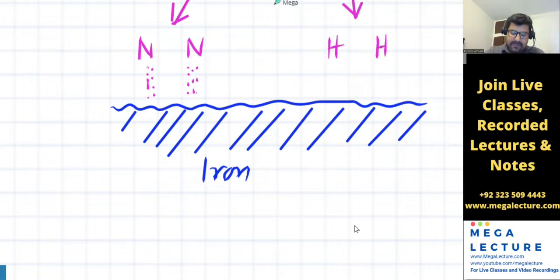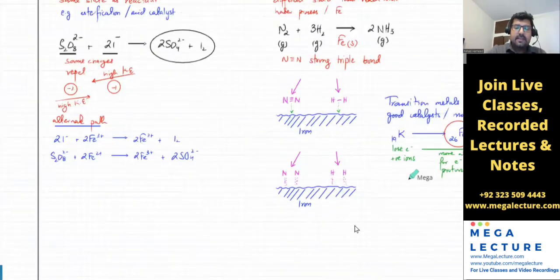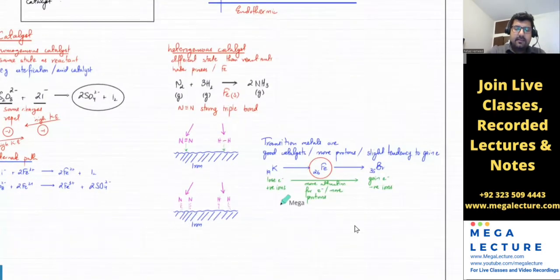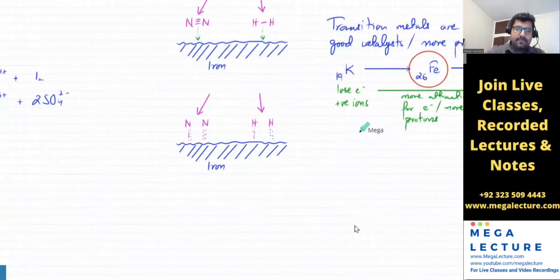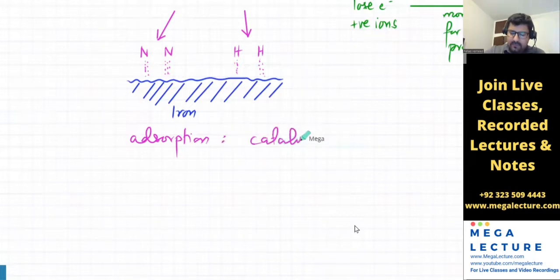Same happens to this hydrogen as well. The shared electrons are going to get eventually attracted to iron. So that part is known as adsorption. So catalyst and reactant molecules form weak bonds.